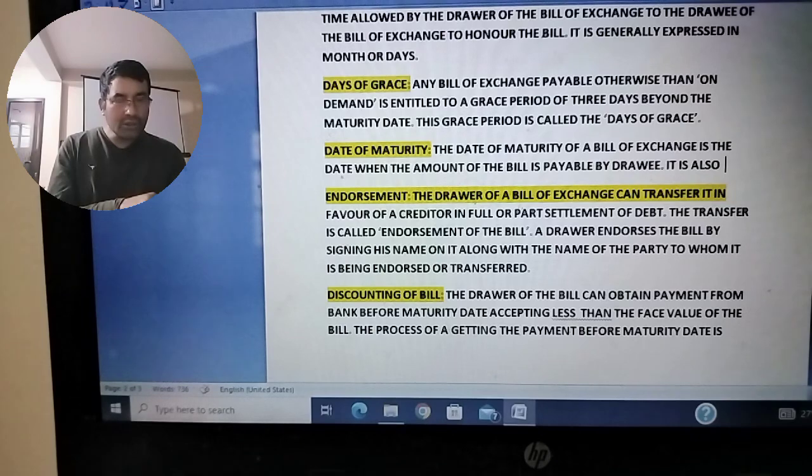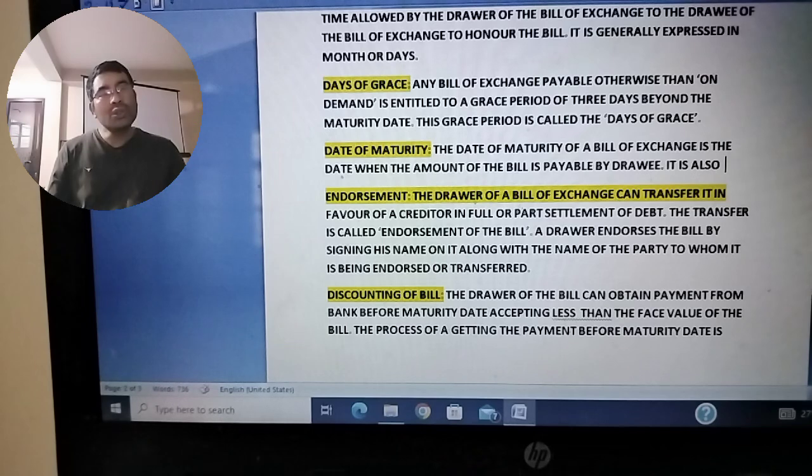So, on the due date or on the maturity date, the bill has to be paid by the drawee to the drawer. But what happens in business life? The drawer may have to pay some amount of money to his creditor. Suppose A draws a bill on B, then A is the drawer and B is the drawee.